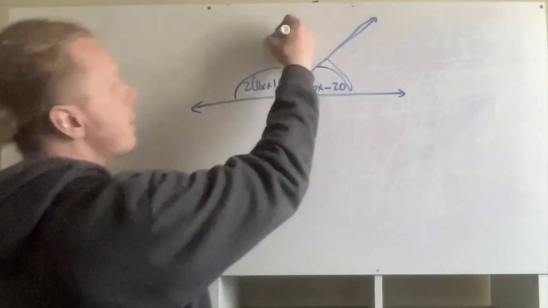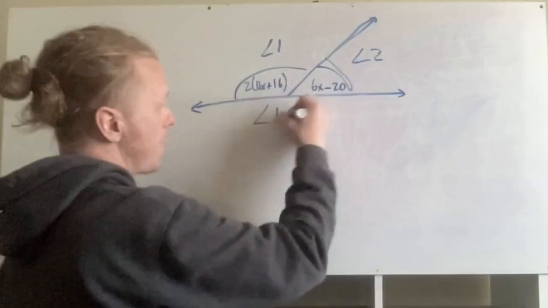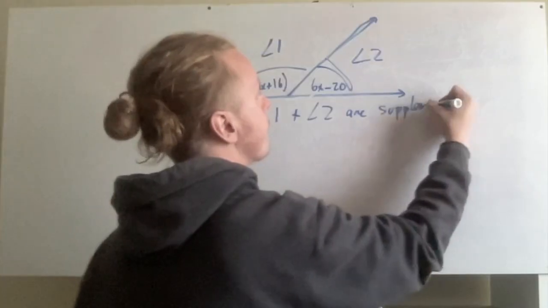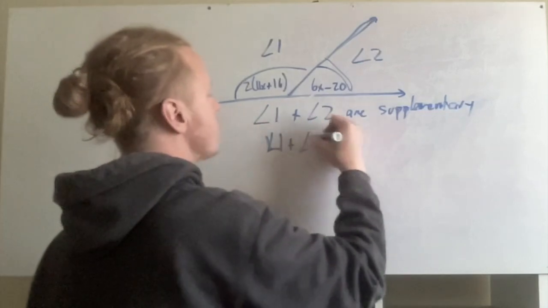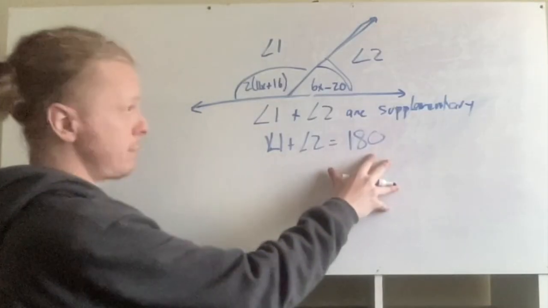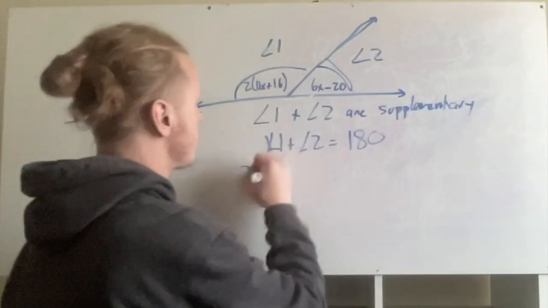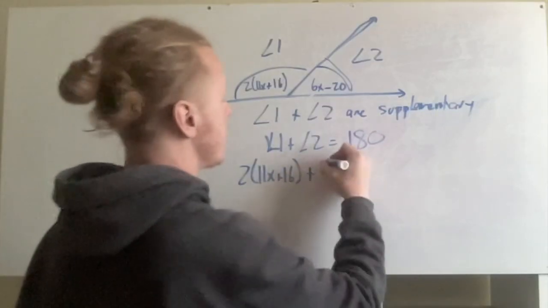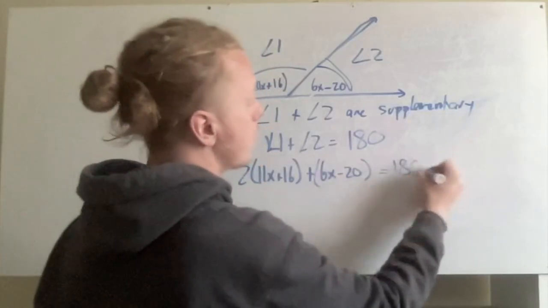So what do we know? Let's call this angle 1 and angle 2. What do we know about angle 1 and angle 2? We know that angle 1 and angle 2 are supplementary, which means that angle 1 plus angle 2 will add up to 180. Now I have an equation. What can I put here in place of angle 1? Well, let's put the value we were given: 2 times (11x plus 16) plus 6x minus 20 equals 180.